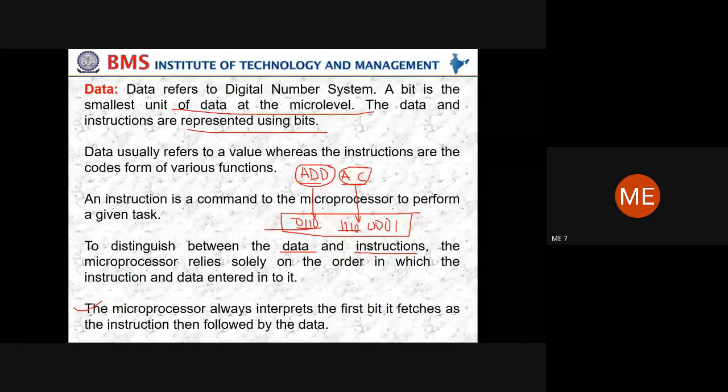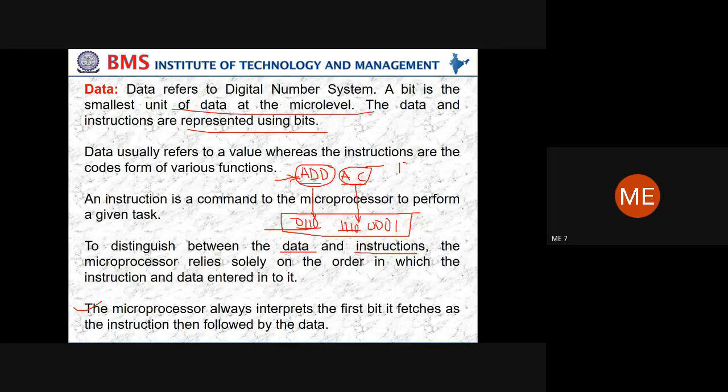So ADD is nothing but the instruction, which is a command given to the microprocessor to perform a given task. Add on what? Add A and C. Therefore, A and C are going to be the data, and ADD is nothing but the instruction. Right, this is the case.